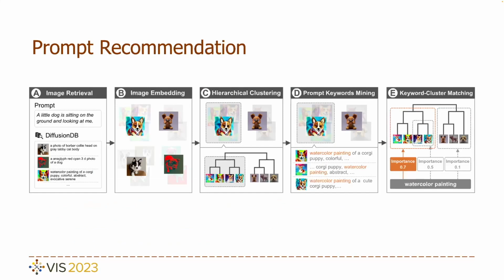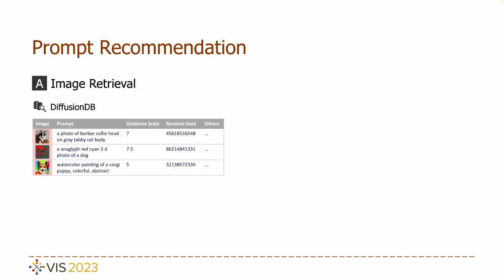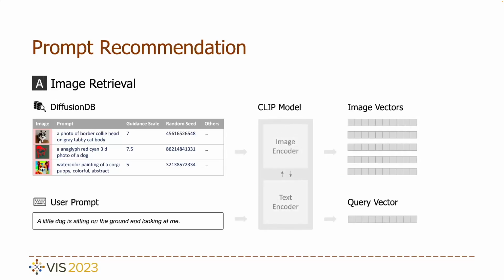Next, I will introduce the prompt recommendation model, which consists of 5 major steps. The first step is to retrieve similar images for the user prompt. Here we use DiffusionDB, a large-scale dataset of Stable Diffusion works, for image retrieval, and employ the CLIP model to encode the dataset images and the user's prompts, respectively. Then, we use cosine similarity to find the most relevant image results.